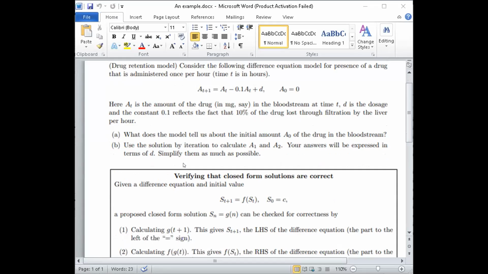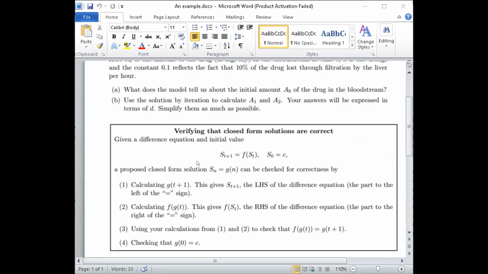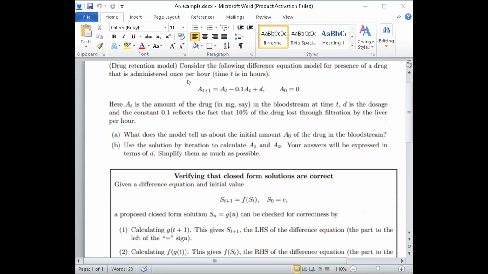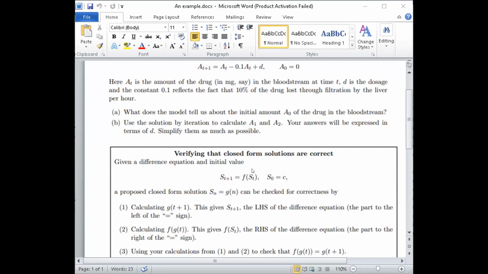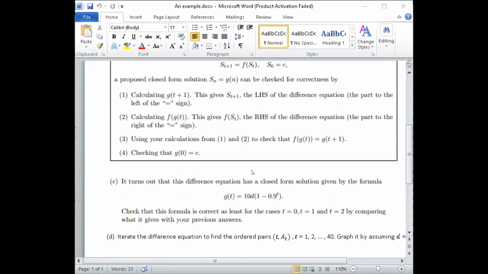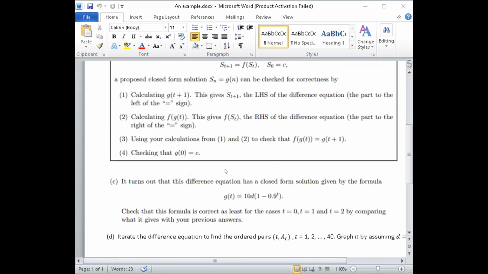Okay, so look at this one here. You can find a closed form of this difference equation. It turns out that this difference equation has a closed form solution given by this formula.